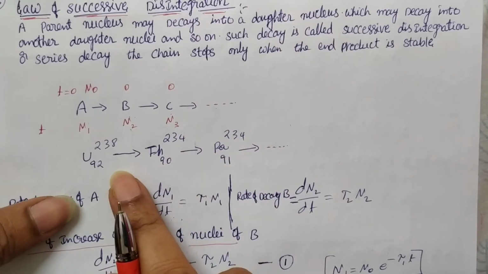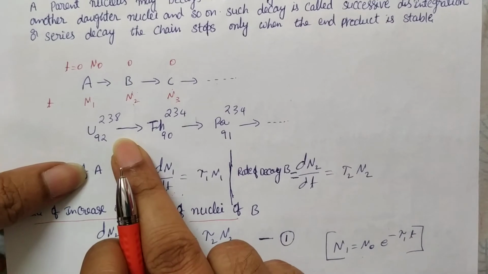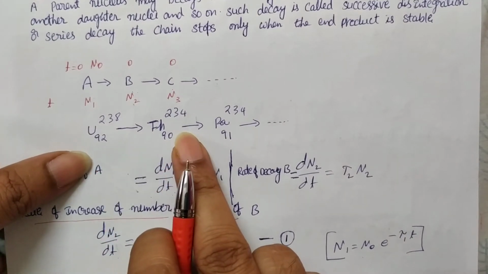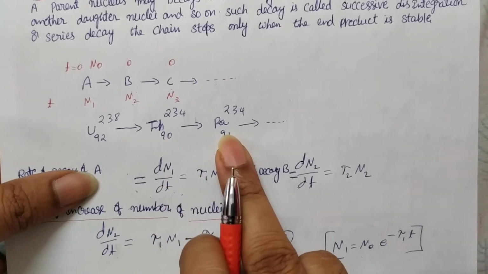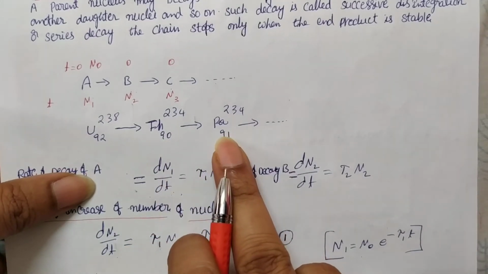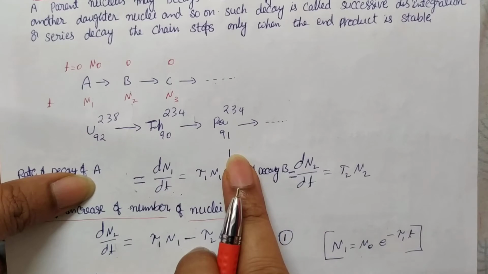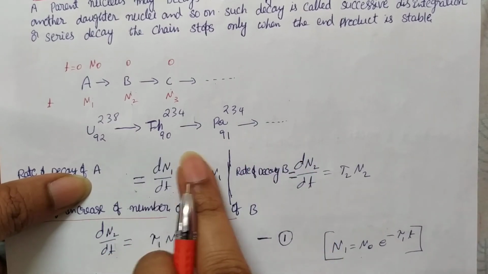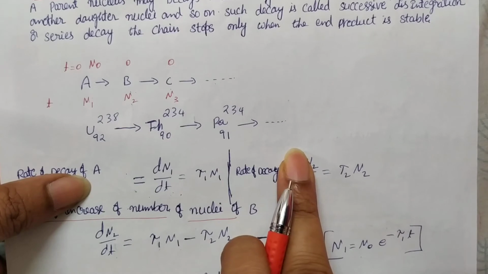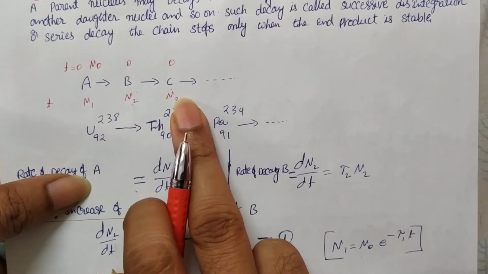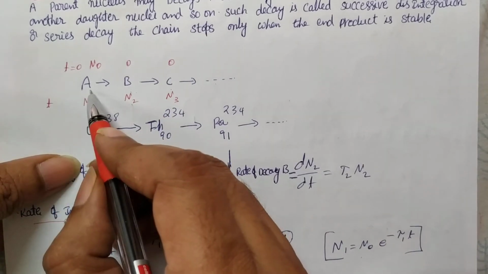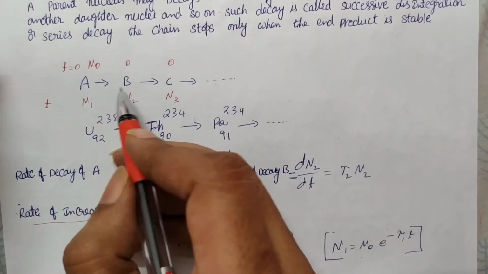Here the example they gave is uranium 92-238, which is converted into thorium 90-234, and that will be converted into protactinium Pa 91-234. So like this there is a radioactive series. Radioactive material is converted just like A, B, C. Here you can take a particular situation: at t equals 0, the number of nuclei of A is N0.